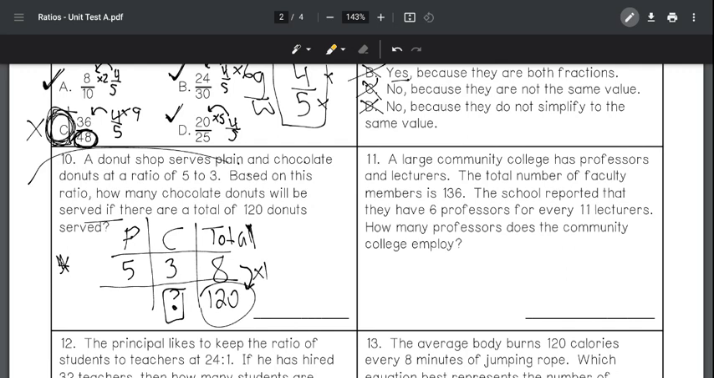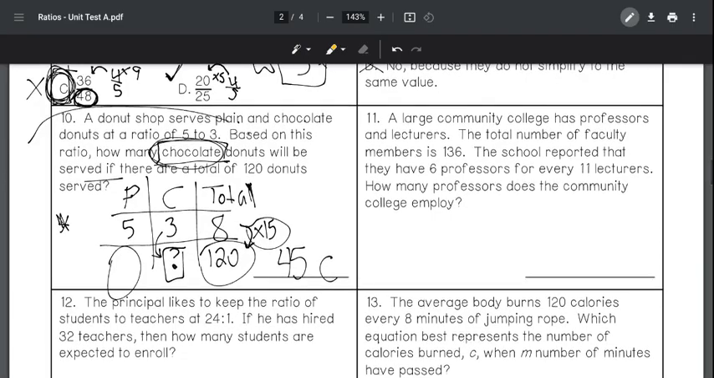So our scale factor is 15, which means to go from the top row to the bottom row, you have to multiply by 15. To figure out how many chocolate donuts, this is where people struggled because they found the plain answer, but the question said chocolate. You had to do 3 times 15, and you end up figuring out that there are going to be 45 chocolate donuts.